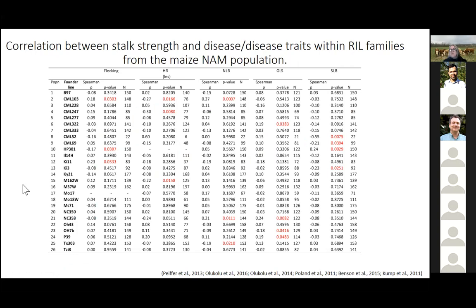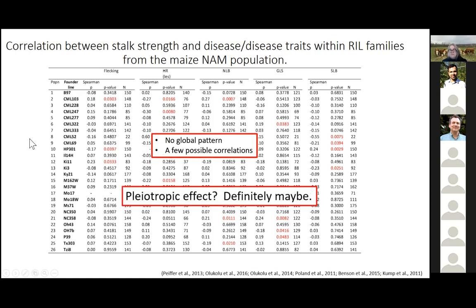Then I went further into that and I said, well, what are the correlations within the RILs of each of these traits? So this is a correlation between stalk strength and disease or disease traits (flecking, lesion mimic, HR, northern leaf blight, gray leaf spot, and southern leaf blight) in each of the families. I've highlighted in red the ones that are significant. And what you see is, again, there's no global pattern, but there are a few possible correlations. So is there a pleiotropic effect? Definitely maybe. That's my conclusive statement: there's definitely maybe an effect.